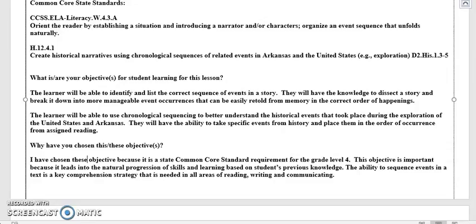I have chosen these objectives because it is a state Common Core standard requirement for the grade level 4 in both history and literacy. The objective is important because it leads into the natural progression of skills and learning based on students' previous knowledge. The ability to sequence events in a text is a key comprehension strategy that is needed in all areas of reading, writing, and communicating.